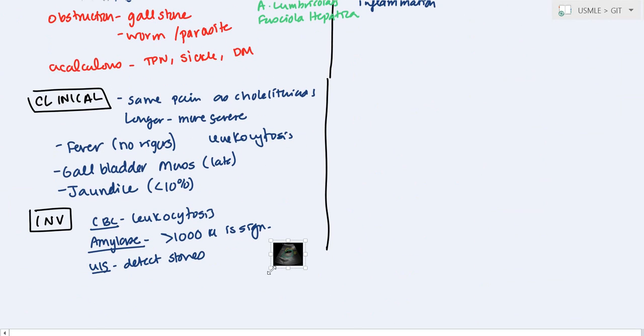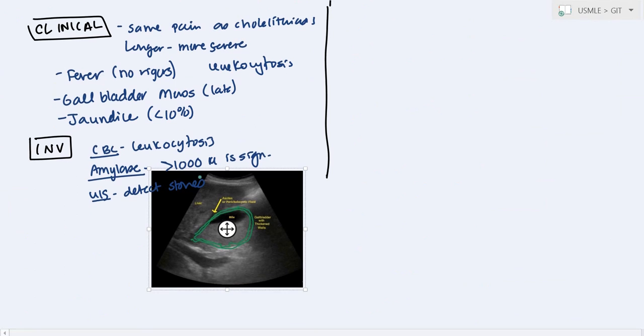So here's an ultrasound. There's a few things that you're going to look for. First thing is going to be a thickened gallbladder wall that you can see that they highlighted right here in the green. That's the thick wall right there.